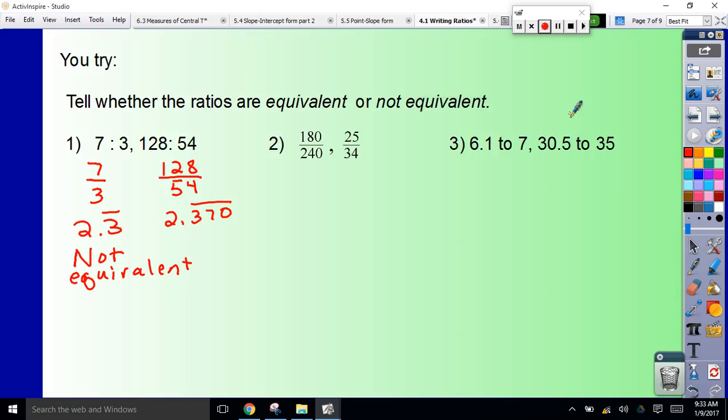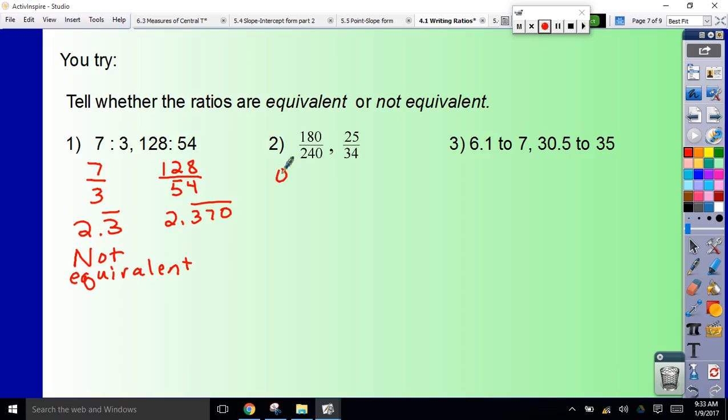Okay, number 2. Jace, are these equivalent ratios? No. Why not? I don't know. Did you divide these through? Yeah. What did you get? Did you write down what you got? No. Okay, somebody wrote it down. Hillary.